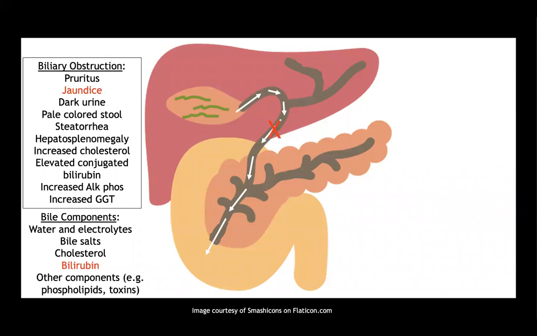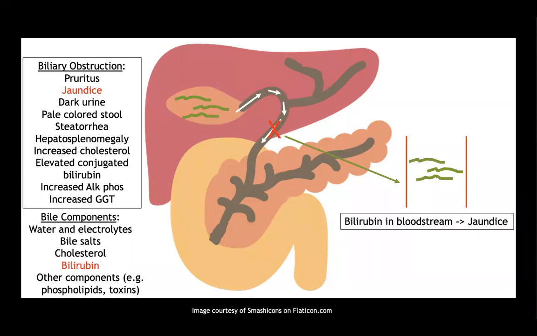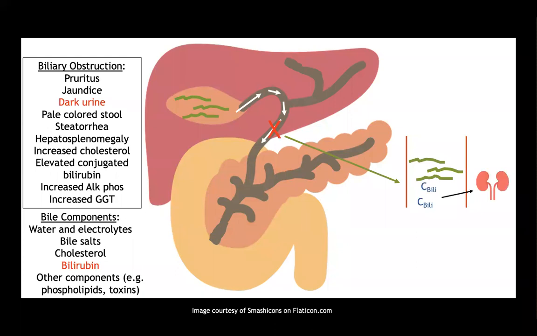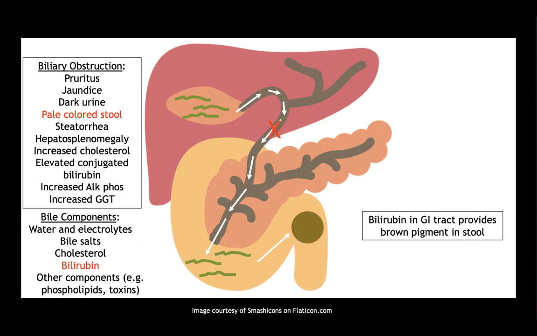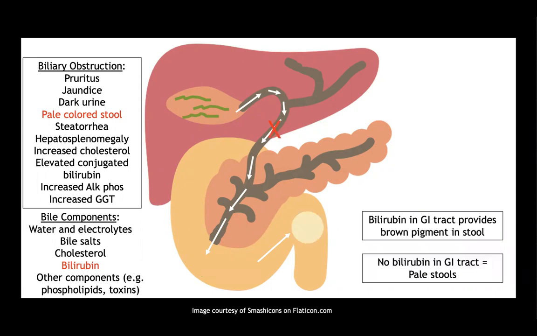So in the case of jaundice, we know that anytime you have any sort of bilirubin in your blood, you'll end up with jaundice. Dark urine, we've talked about before. If you ever have conjugated bilirubin entering your bloodstream, conjugated bilirubin is water soluble. And so that can actually get excreted in the kidneys and show up as dark urine. And then finally, acholic stools or pale colored stools. You need bilirubin in your GI tract in order to provide that brown pigment in the stool as stercobilin. And if no bilirubin's making it to your GI tract, you're going to get pale stools.